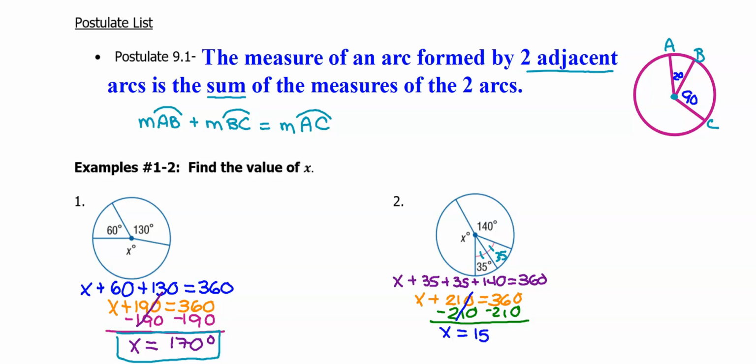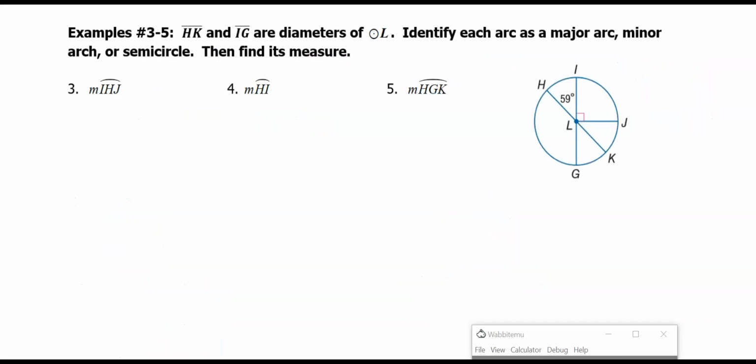So all circles add up to 360 degrees. We can solve it by working backwards. Okay, in numbers 3 through 5, they tell me HK and GJ segments are diameters of circle L. Notice we used the center point to name a circle. Technically I would know those were diameters without being told, because I can see those chords go through my center. I'm going to need to identify each of the following arcs as either a major arc, a minor arc, or a semicircle. Before I even do that, I'm going to go all around the circle and find the measurements here.